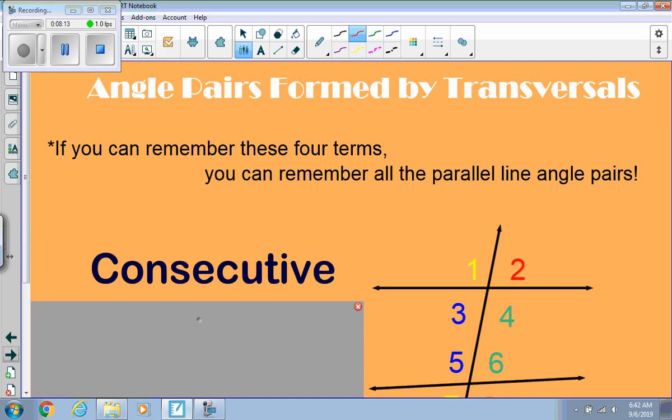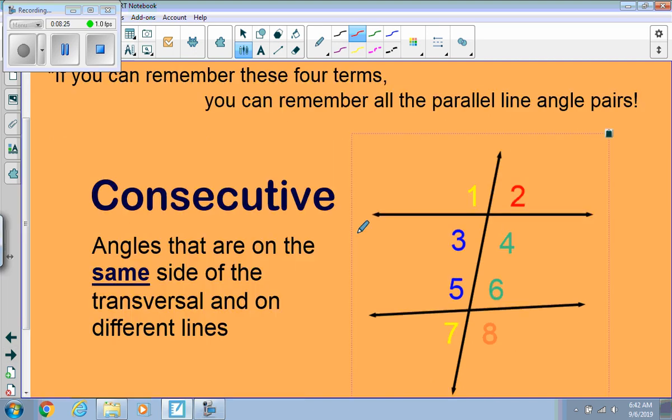Then we've got consecutive, which means to be on the same side as one. On the same side of the transversal is the key there. So 1, 3, 5, and 7 are all on the same side. 2, 4, 6, and 8 are on the same side of the transversal. So consecutive means to be on the same side of the transversal.